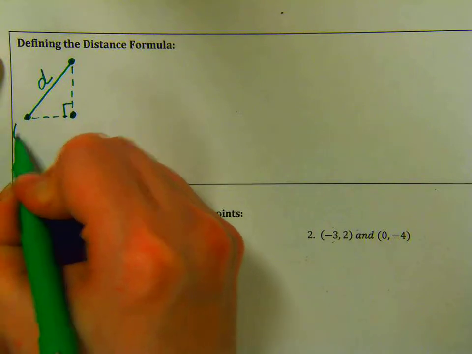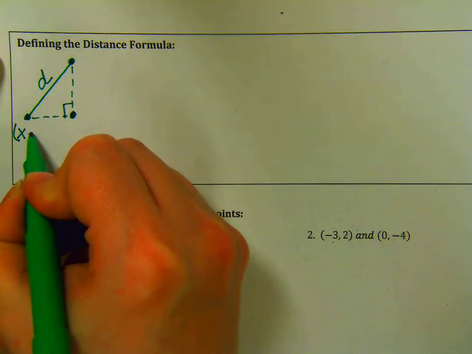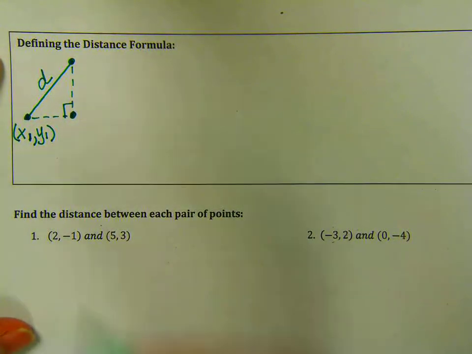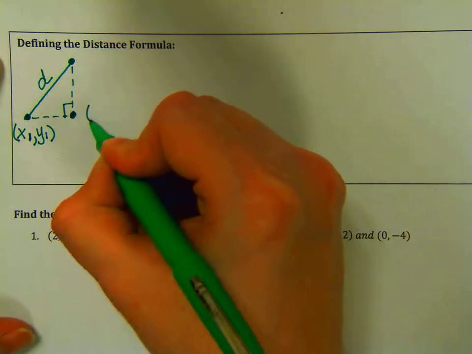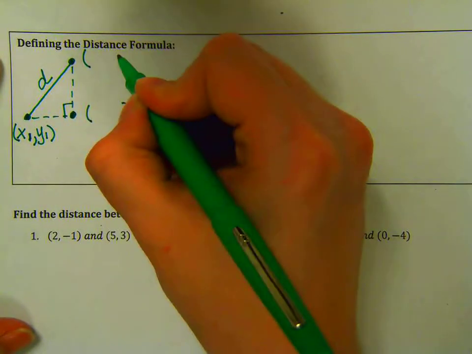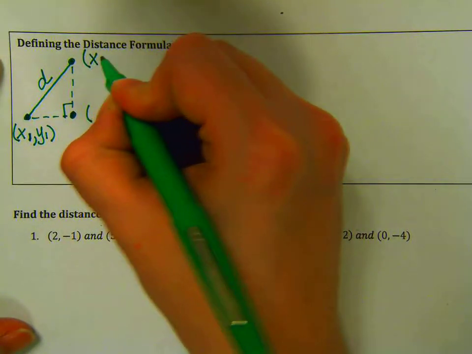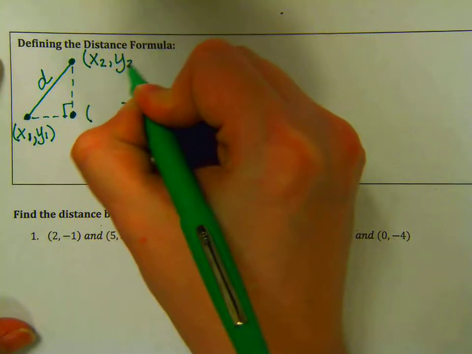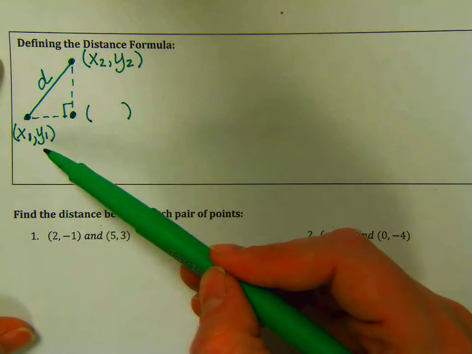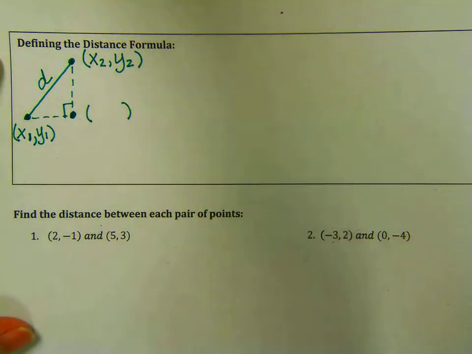I'm going to call this point x1, y1. I'm calling this point, we'll figure that one out in a minute. Let's call this one x2, y2. So those are my points that I'm trying to find the distance between. So x1, y1, x2, y2. These are my 2 points.